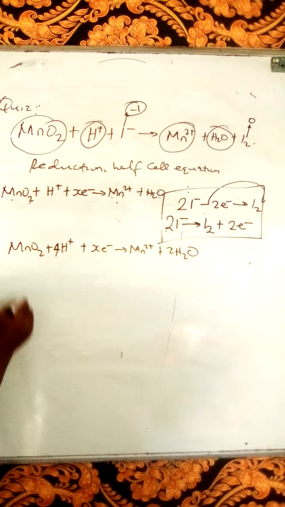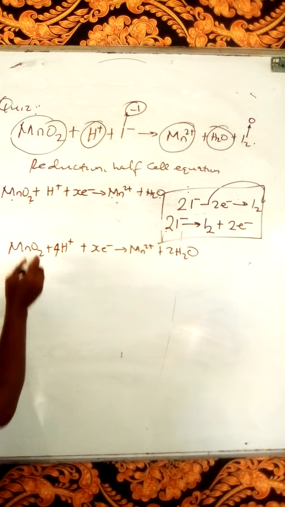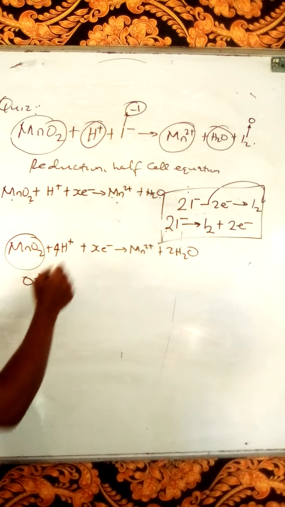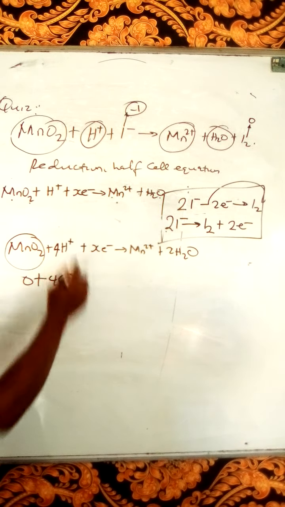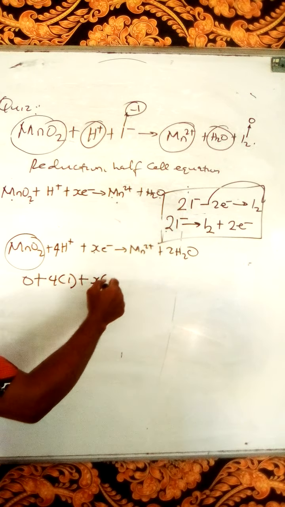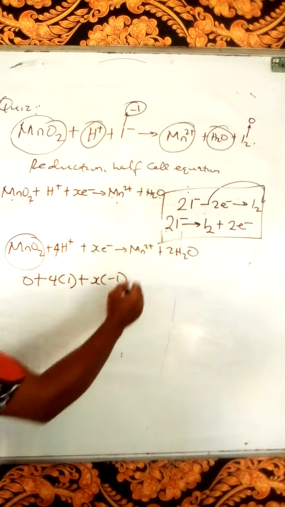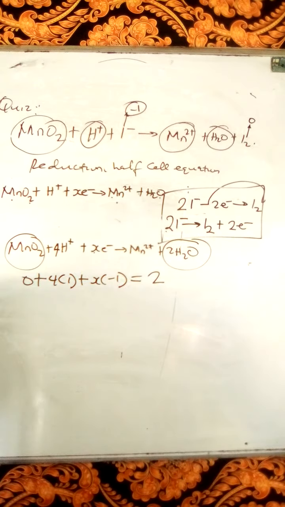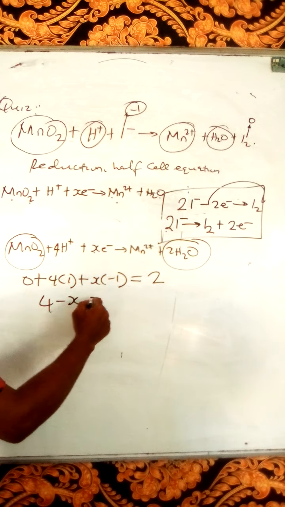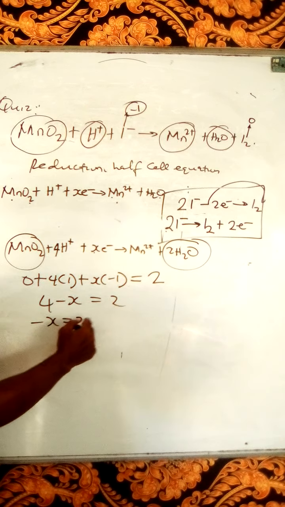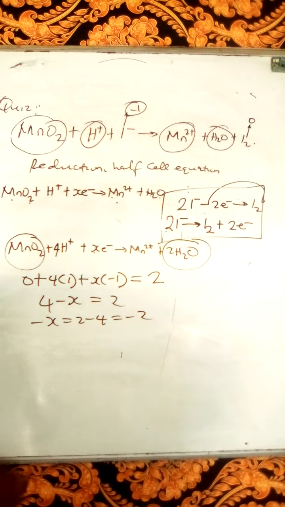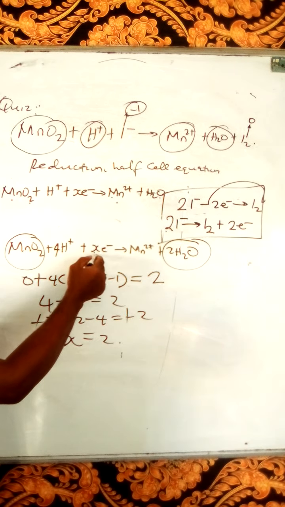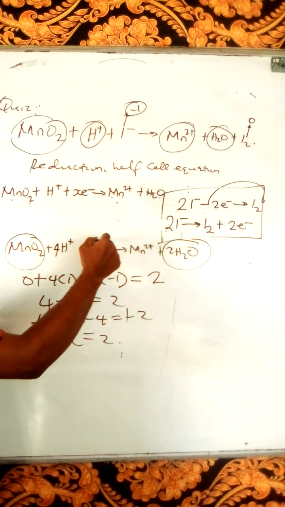To balance the electrons, we now add the charges on both sides. This is a neutral molecule, it has no charge, we take the oxygen as 0. This one is 4 times 1 for hydrogen ion. Then this one S times minus 1 for the electron. While here we have 2. This is a free molecule, no charge, 0. So we solve for S, we have 4 minus S equal to 2. Minus S becomes 2 minus 4, which gives you minus 2. Then minus cancels minus, giving you 2. So we should have 2 moles of electron here as our S.